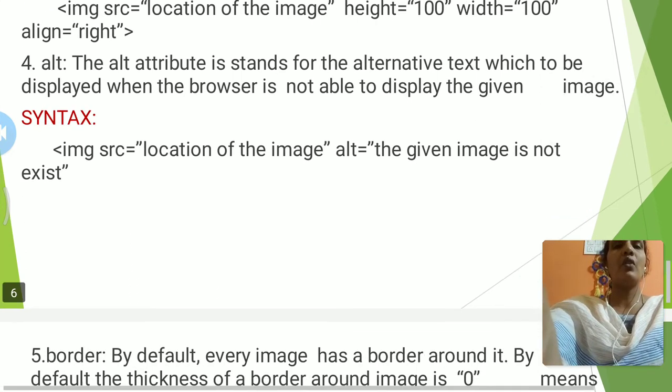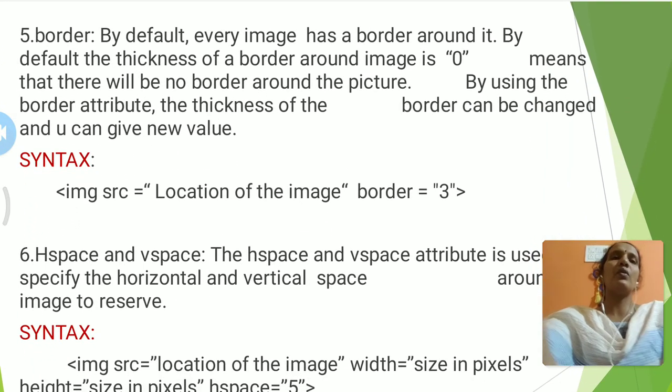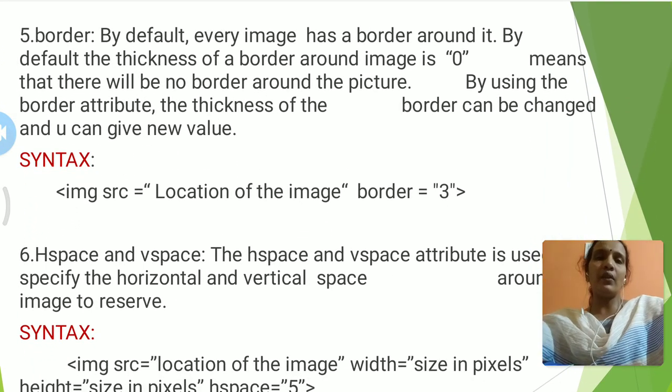Now come to the next one, the border attribute. What is the use of the border? When you display an image on the browser window, there is a thickness around the image, a border. Every object has a default border. But by default, what is the size of the border? Zero.